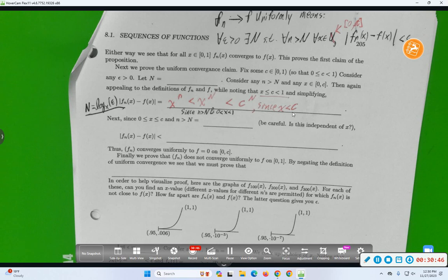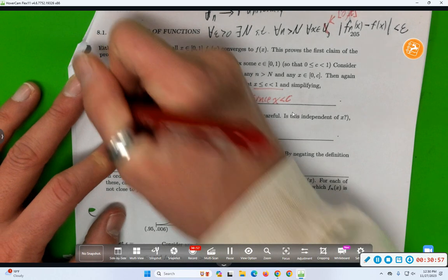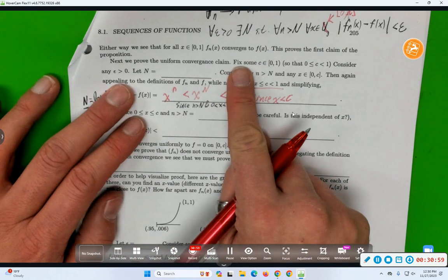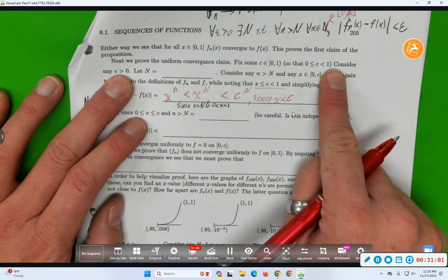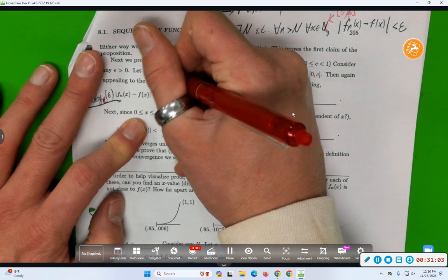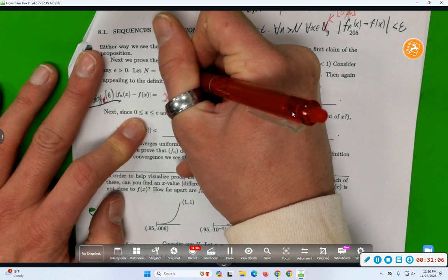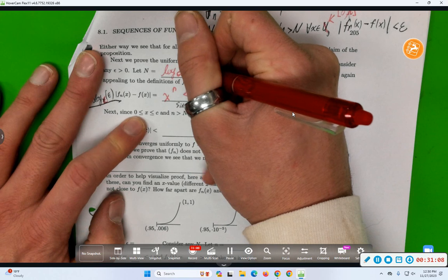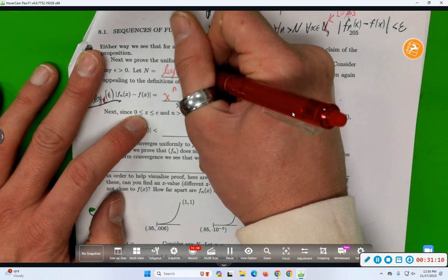Is that something I could set equal to epsilon and solve for big N in the exact same way? In fact, you'll get the exact same formula, except the x is replaced with a c. So let's use that. Let's fix some c in (0, 1). Let's consider any epsilon bigger than 0. We'll let big N be log base c of epsilon.